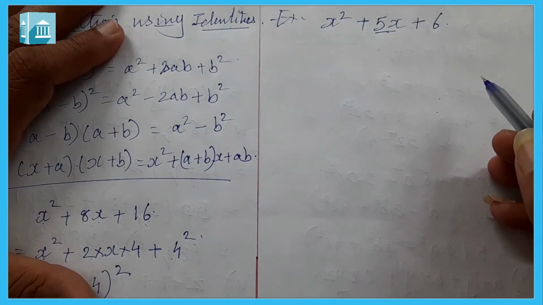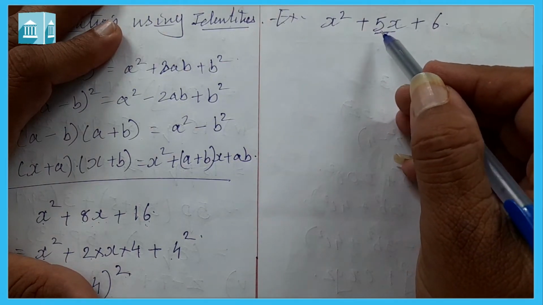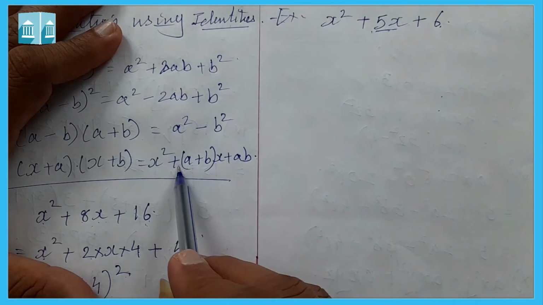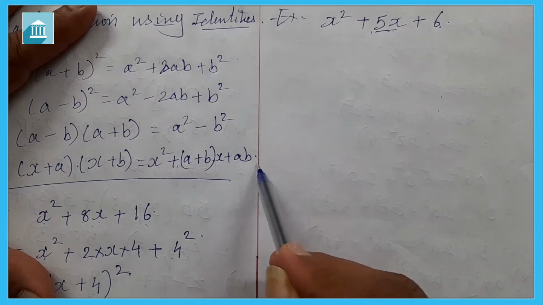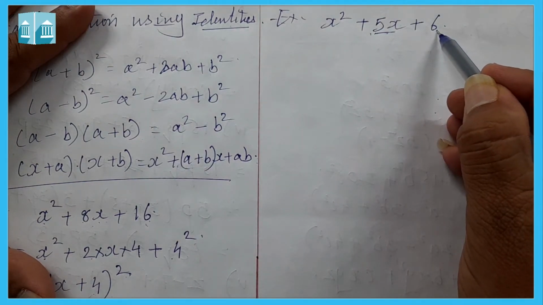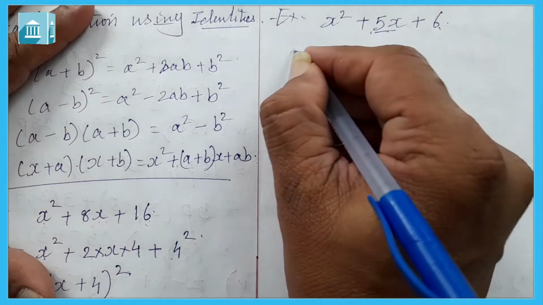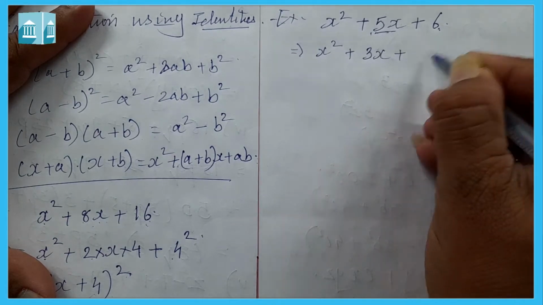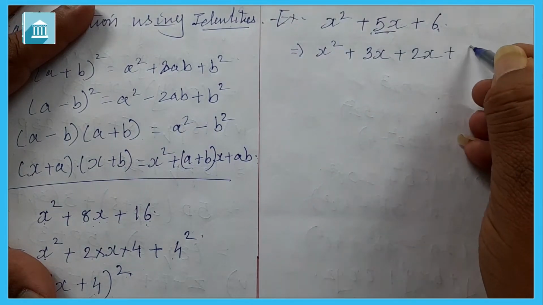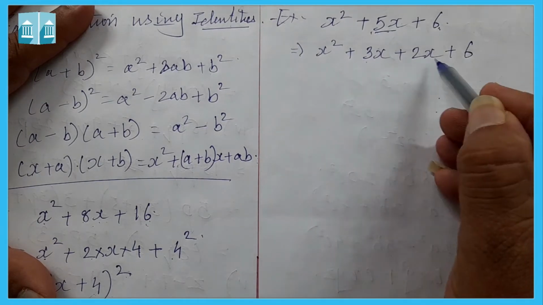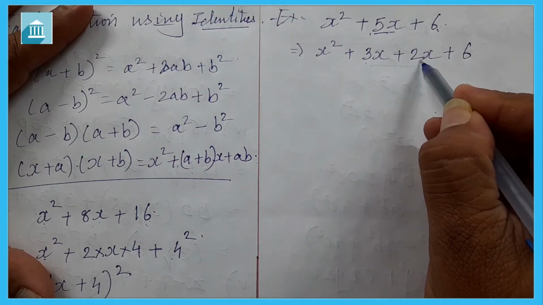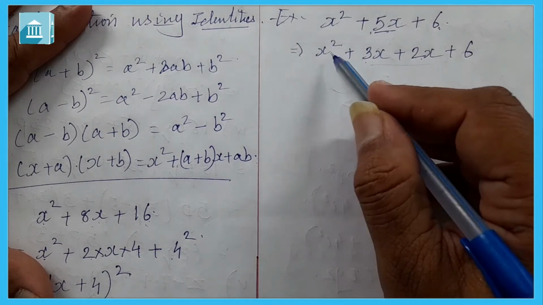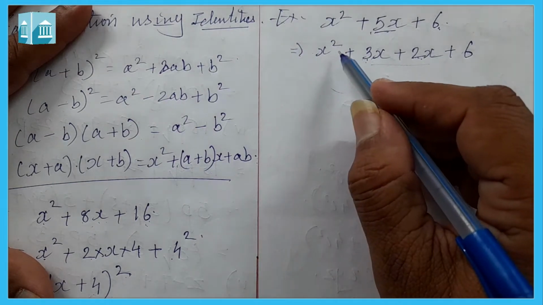We have to split the middle term in such a way that if you multiply it then it will become 6, and if you add it then it will become 5, because here we have added a plus b and a into b. So if you multiply it then it will become 6 and if you add it then it will become 5. So this you can write as x square plus 3x plus 2x plus 6. Now when you add both, 2x plus 3x is equal to 5x. When you multiply, 3 into 2 are 6, x into x is equal to x square.